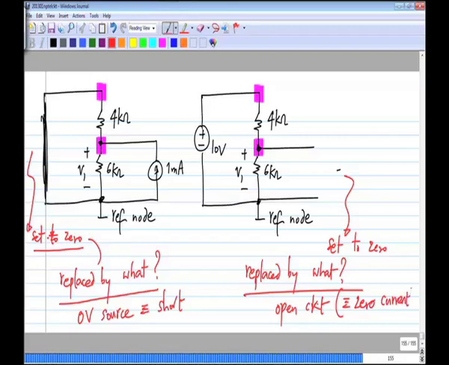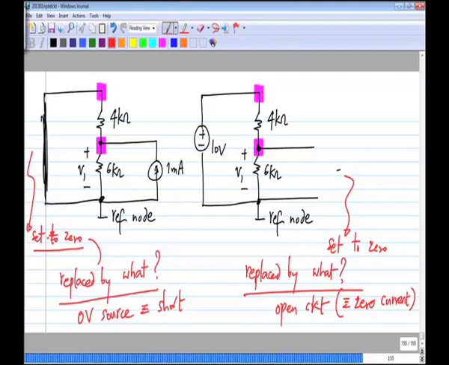So there should be no confusion in this. Sometimes you hear terms like "I remove the sources." Just try not to use that, because it will only lead to confusion. So you just make that source value equal to 0. If it's a voltage source, it becomes a short circuit. If it's a current source, it becomes an open circuit.